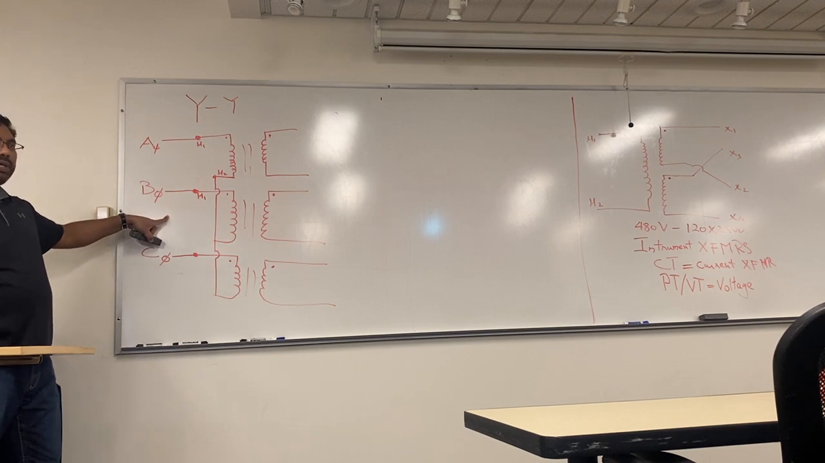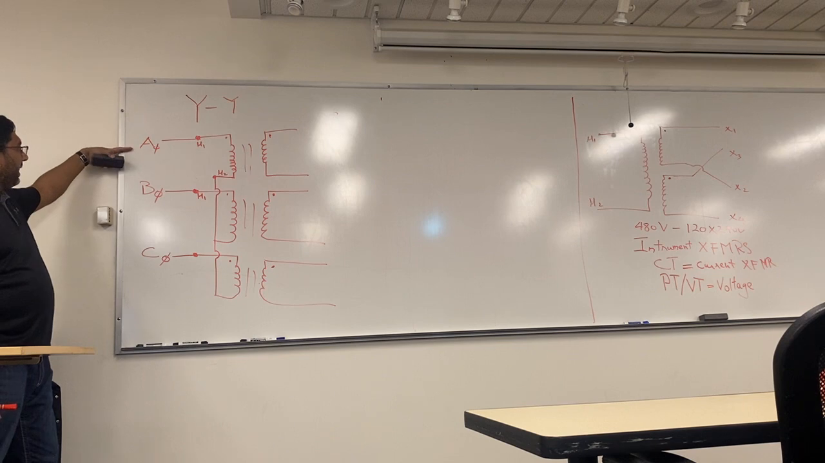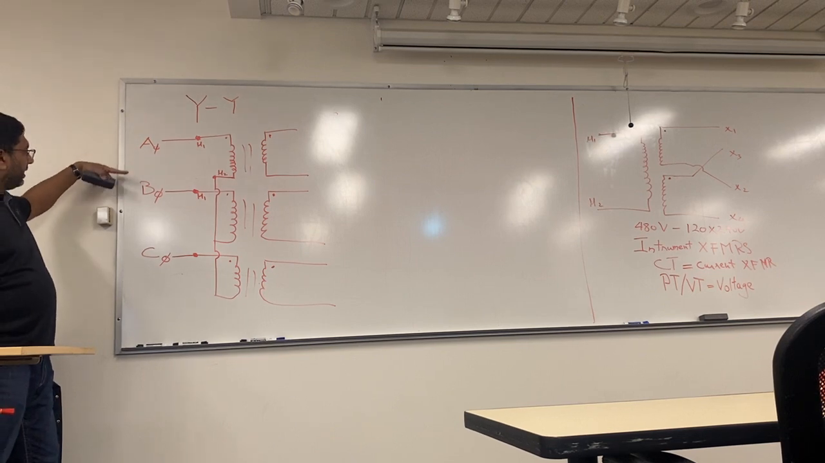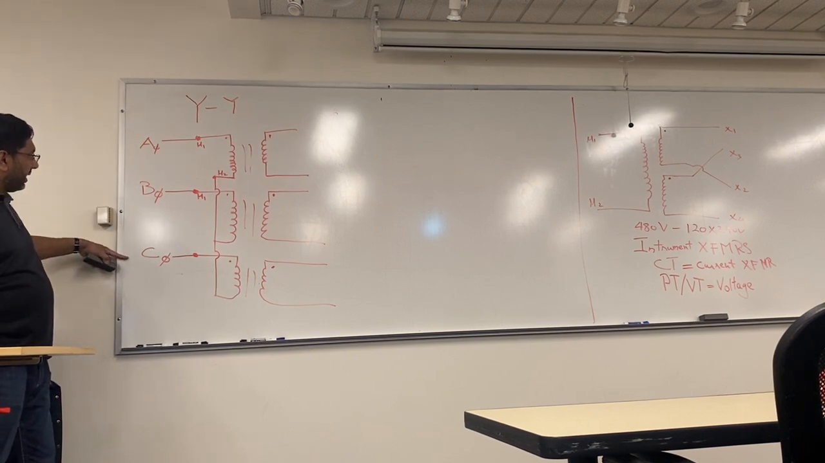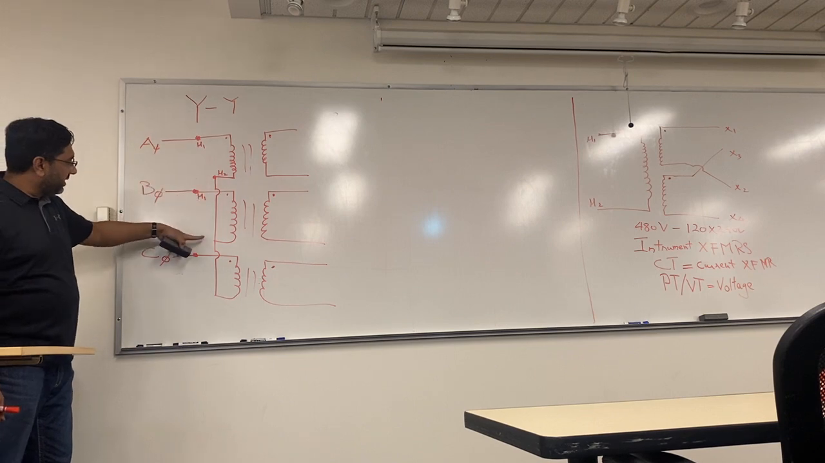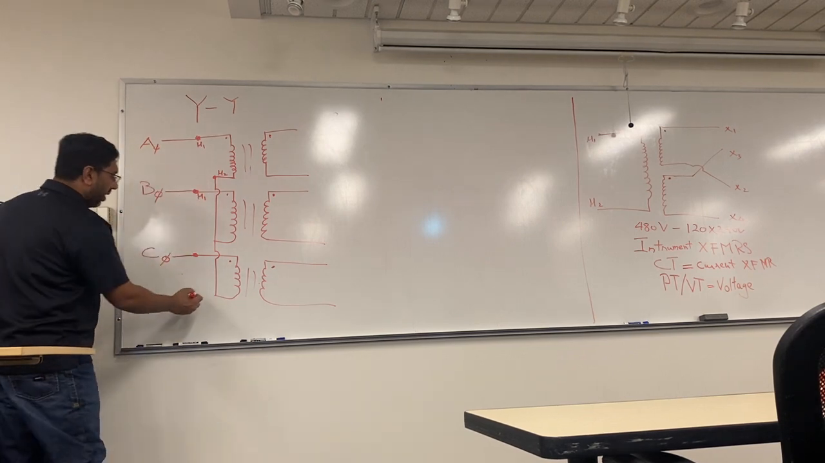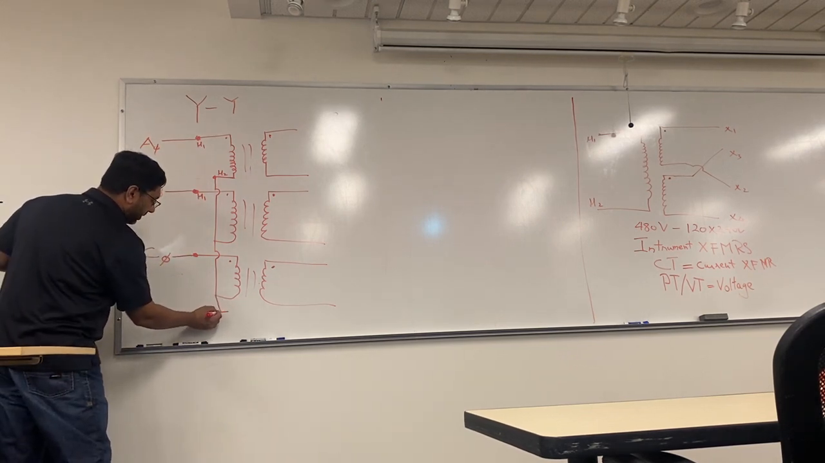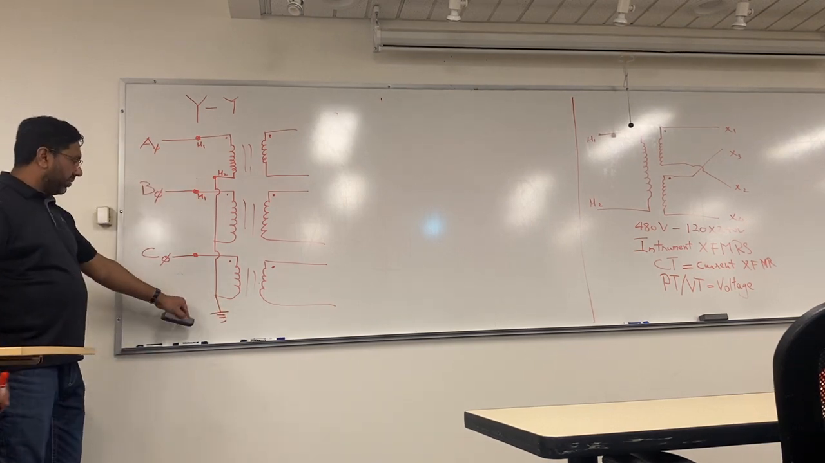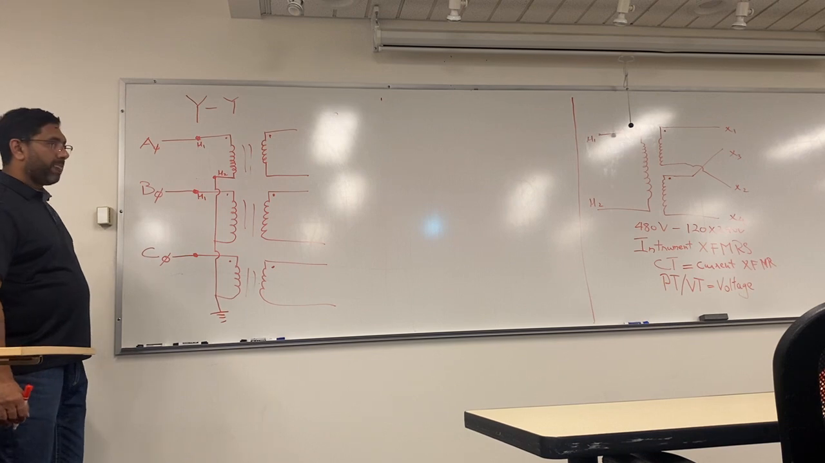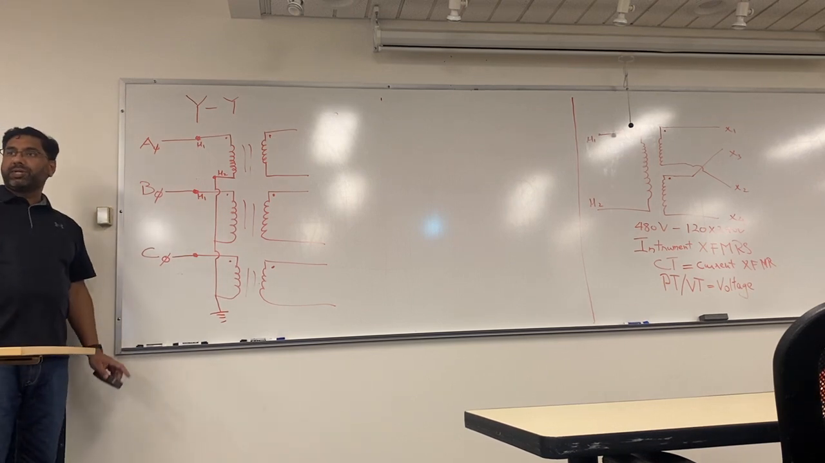Can you guys see that? Like, what just happened? So you have your A on H1, B on H1, C on H1. And I tied all the H2s, and all I have to do is either a ground or a neutral, whatever you want to call it. Any questions on this?